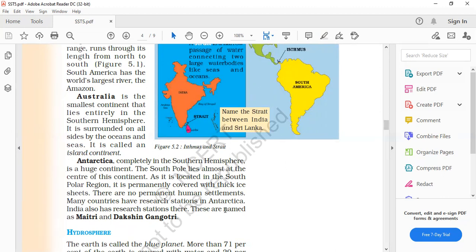Okay, see here also underline Maitri and Dakshin Gangotri, and don't get confused by the name, that they are India's research stations, but they are in Antarctica. So make sure you underline this. You can get an MCQ on this section, that is name two research stations of Antarctica by India. So that is the answer, that is Maitri and Dakshin Gangotri.